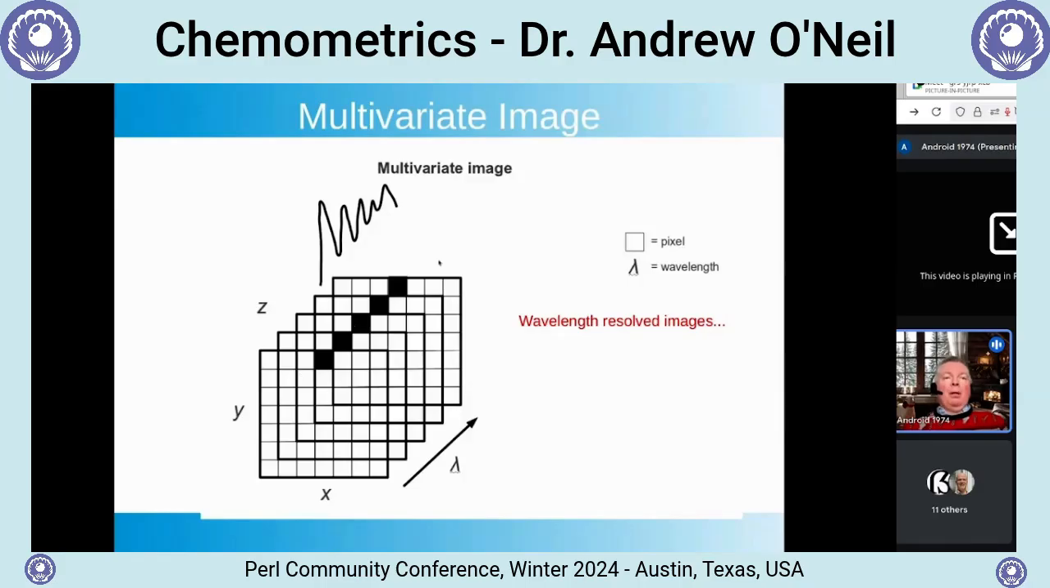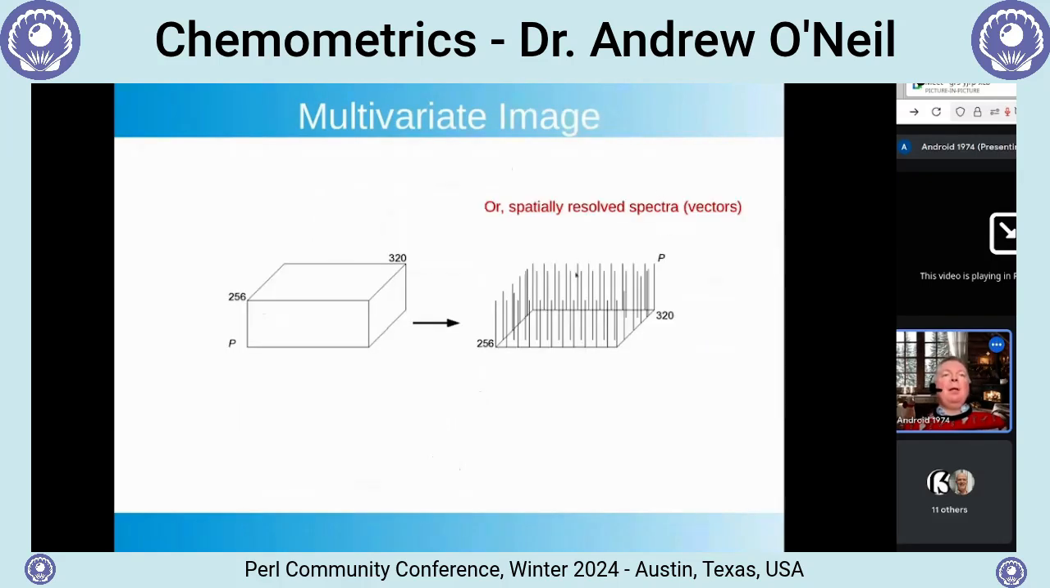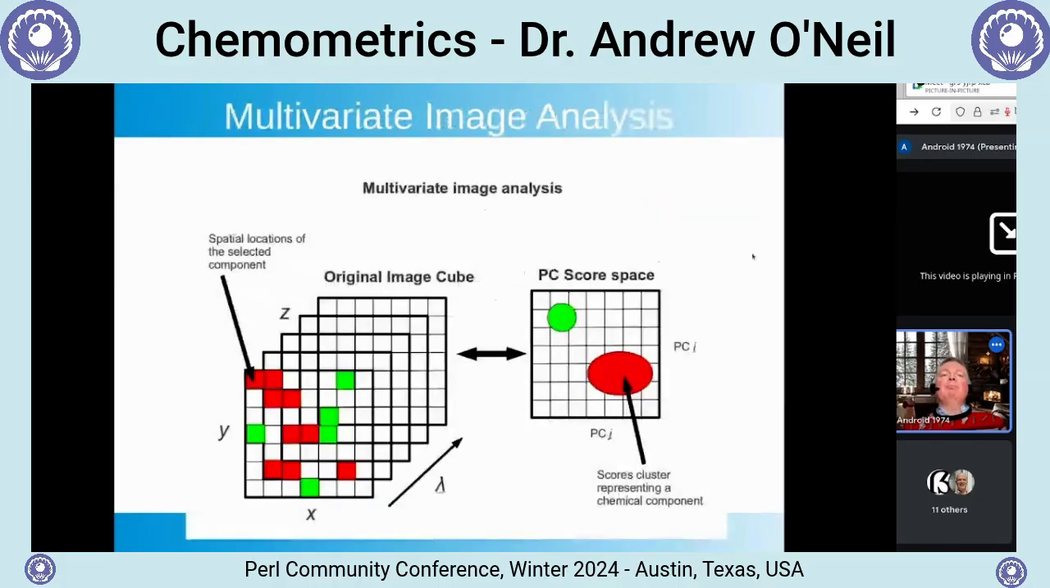So a schematic here of a multivariate image. We have X and Y pixel dimensions, and also a wavelength dimension here, which represents the image acquired at each of the different wave bands. It's possible to look at it another way and consider a multivariate image as a set of spatially resolved spectra. So each pixel, or voxel, is essentially a spectrum.